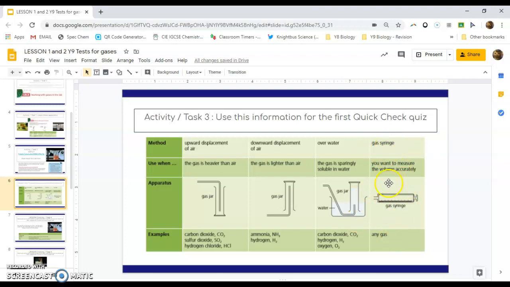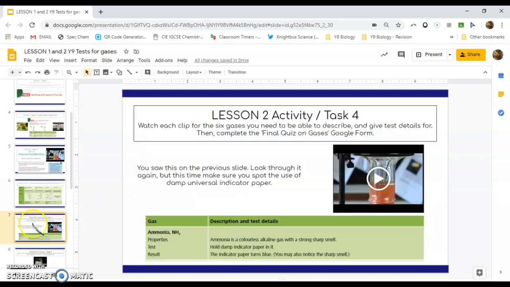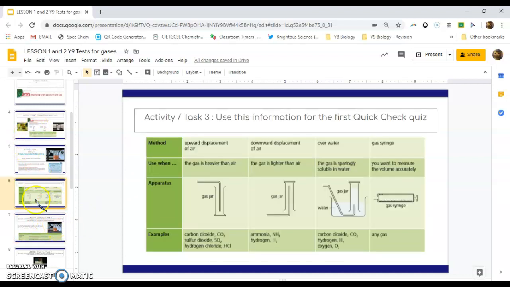And of course, if you wanted to really measure quantitatively how much gas, perhaps it's with rates of reaction, which is what we're going to be moving on to fairly soon, we will be using a gas syringe, and you can use that for any gas. So you've got 4 different methods, and that's going to be checked in your first quick quiz. And the second, that should take you up to half an hour.